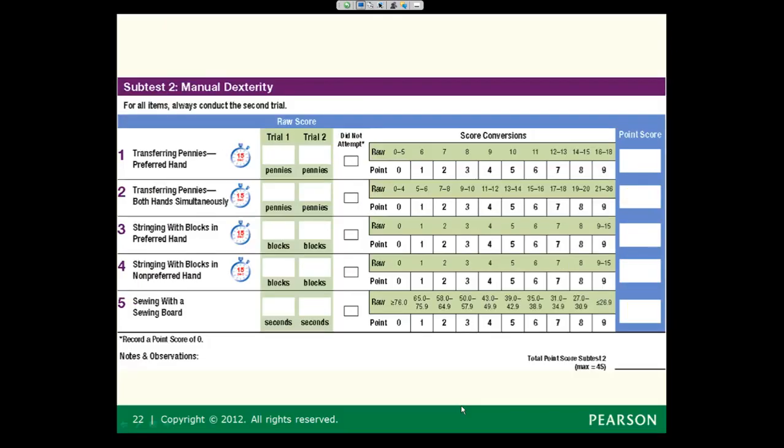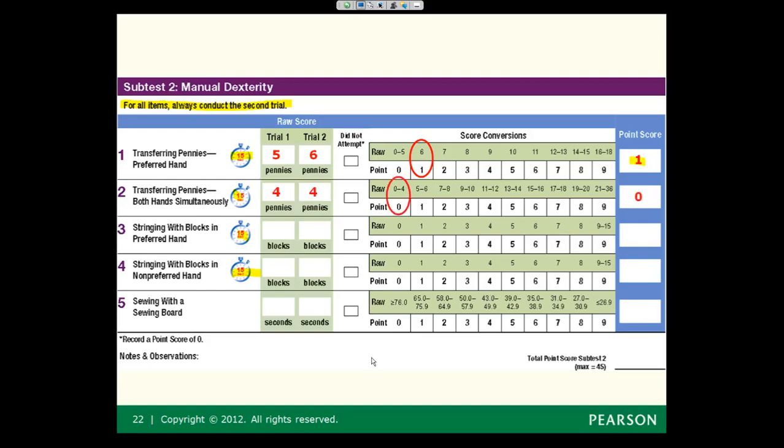Now, when we look at the manual dexterity subtest, again make sure that whenever you see these little notations, you follow them for the specific subtest, because they are different. So for Subtest 2, manual dexterity, you're always going to conduct a second trial. And as you see here, each trial is 15 seconds. That will also be listed here on the record form as well. So for the first one, transferring pennies, in 15 seconds, Mary was able to do 5 the first trial and 6 the second trial, which only corresponds to a point score of 1.